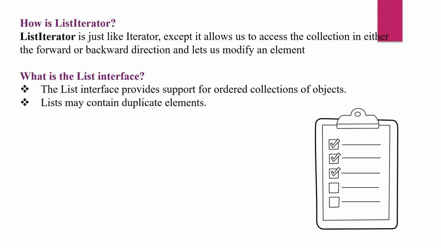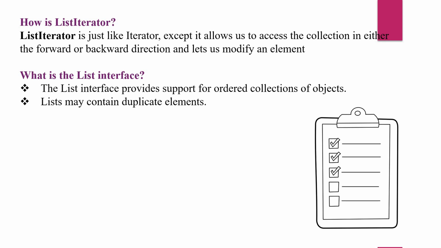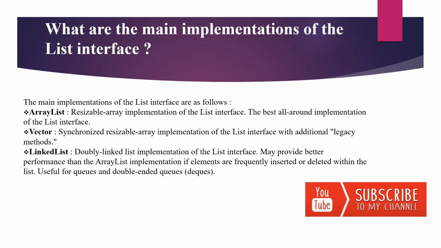So what is the list interface? The list interface provides support for ordered collections of objects. List may contain duplicate elements. What are the main implementations of the list interface? Who all implements the list interface? The array list, vector, linked list. You might have that diagram of the collections architecture, wherein you can see the list, array list, vector, and linked list. Mainly linked list or array list has been used widely.